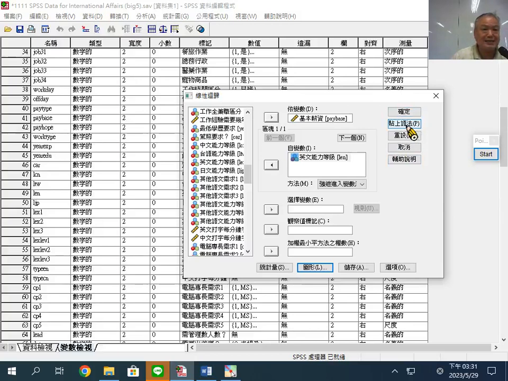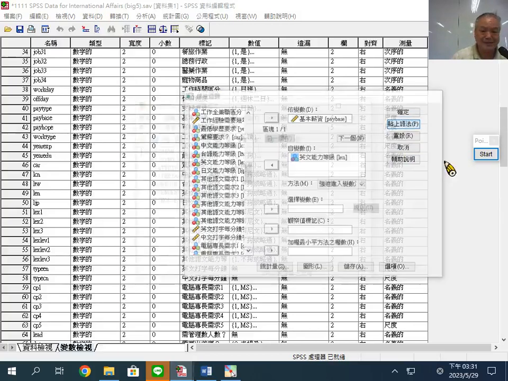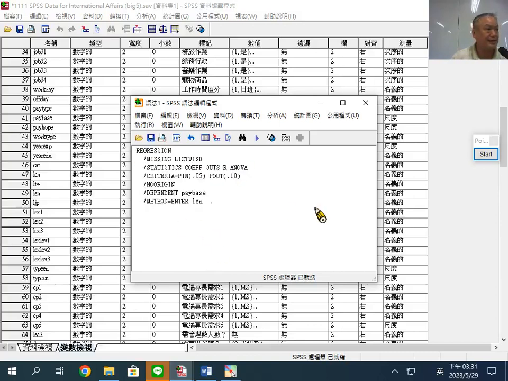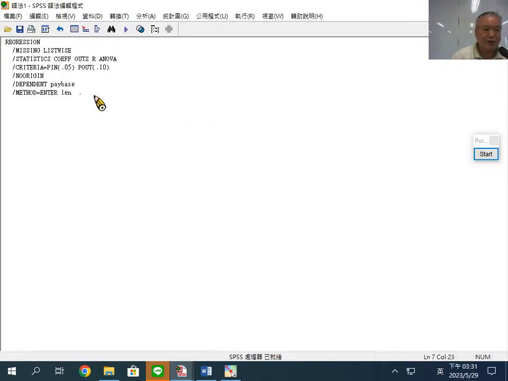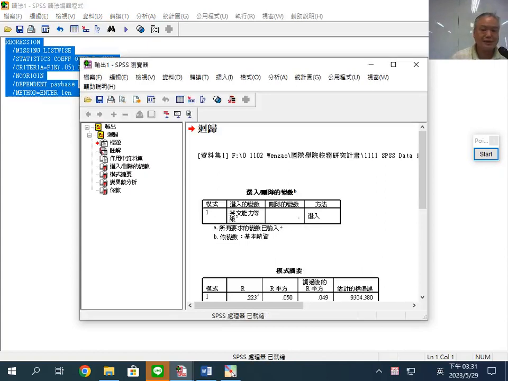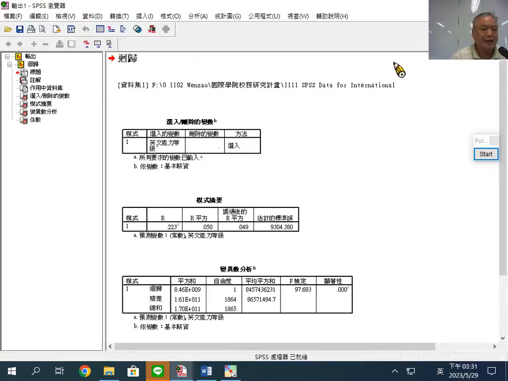As we know, we can paste the syntax. So look here, this is the regression syntax. We can use this syntax to produce the output. I highlight it and press Control R, Control and R together. So this is the result, the output.